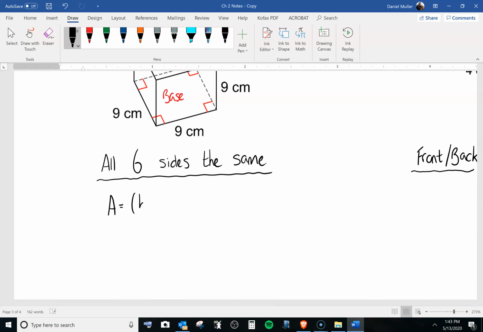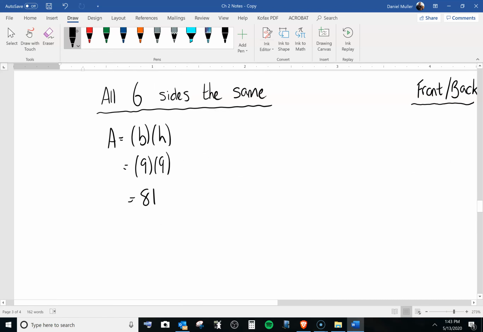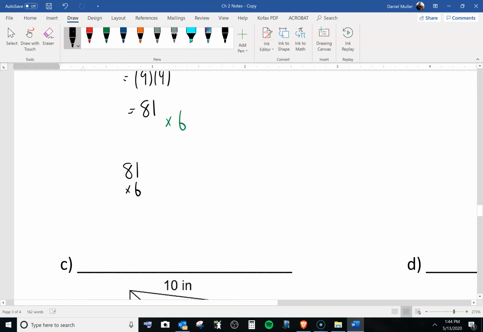So the area is, and you're going to have this formula memorized, base times height. That is a rectangle. In this case, it's a square. So it's 9 times 9, and that gets us 81. Now that's one of the sides, and you would need to do this 6 times for all 6 sides of this cube. So we need to times this by 6. I don't know my 81 times tables, so I will just write down here 81 times 6. I'll just do this by hand.